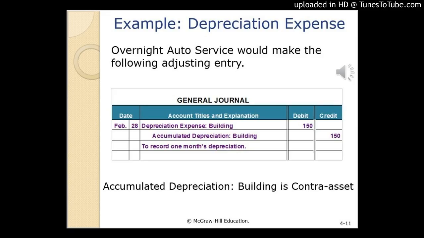In order to account for that, we are going to debit depreciation expense. So this month we've incurred 150, and we're going to credit accumulated depreciation, which is a contra asset account, which means it's on the asset side of the balance sheet. It is not considered a liability because you don't owe it to anybody really. However, it is an asset that speaks directly to a different asset.